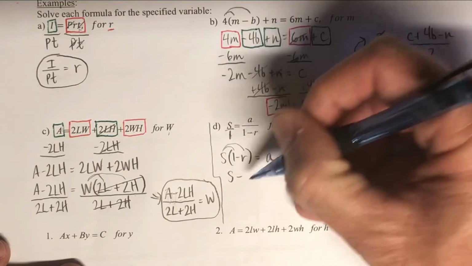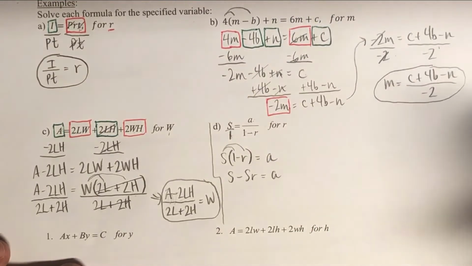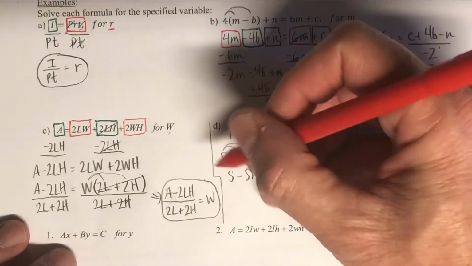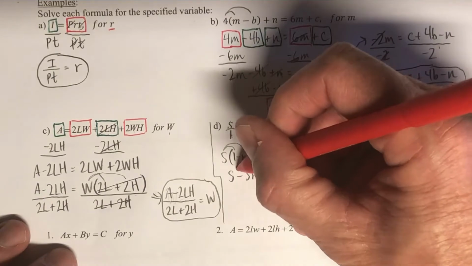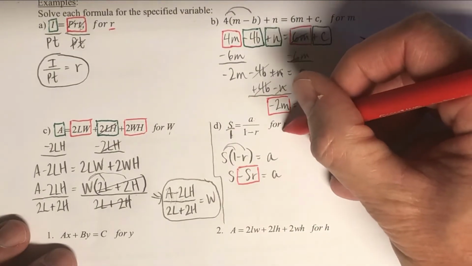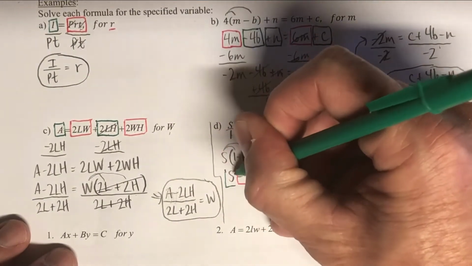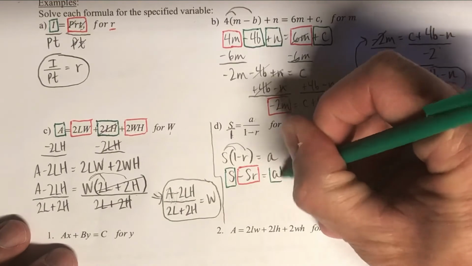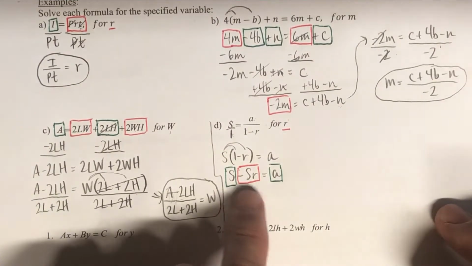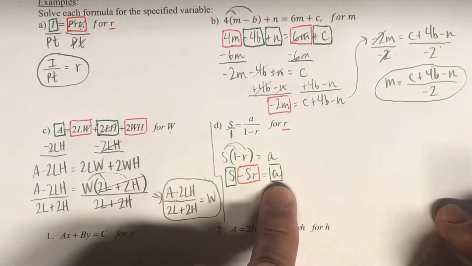S times 1 is S. S times negative R is negative SR. And now, once again, once you clear out those parentheses, let's designate what our variable terms are. This one has the designated variable R in it. The other two terms are S and A. And I know there's a total of 3 terms because the minus separates this into 2 terms on the left side of the equal sign. Here you've got no pluses or minuses, that's just a single term.